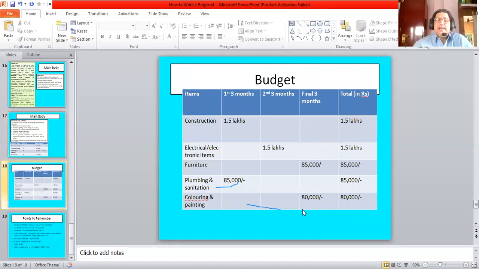And the budget, giving the details of the costs involved: the total construction cost, electrical and electronic items, 1.5 lakhs, furniture, 85,000, plumbing and sanitation, 85,000, coloring and painting, 80,000. So we have to see whether the whole budget is coming in and fitting within the amount of rupees 5.5 lakhs. So it has to fit in over there.